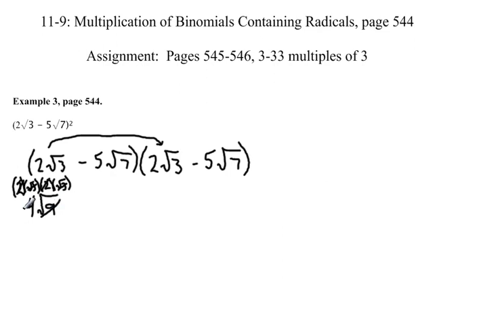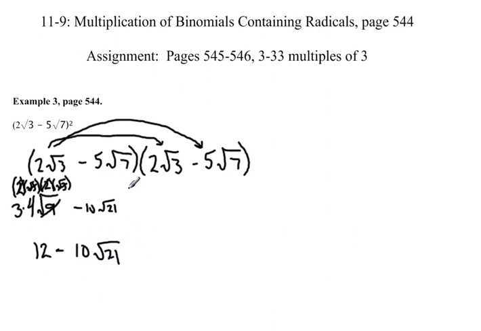The square root of 9 is 3, giving me 12. Alright, the next thing I'll do is 2 square root of 3 times negative 5 square root of 7. So I'm going to have negative 10 square root of 21. And I can't break that down, so I'm just going to go ahead and write that into my next step. Notice I'm doing two steps at once here.